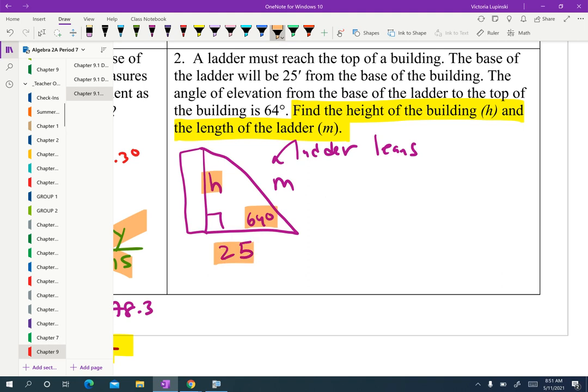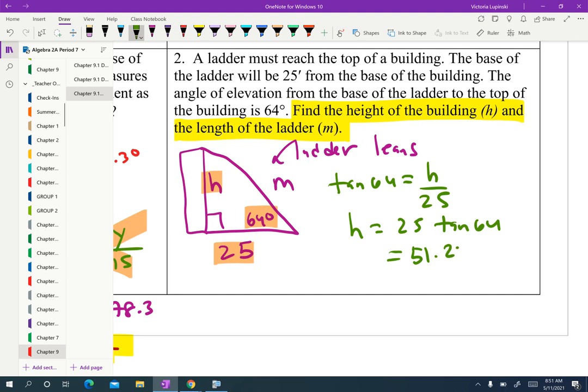So I have to connect the given information to the H. To me, that looks like an opposite and an adjacent, so this is another tangent situation. So the tangent of 64 equals H over 25. If you cross multiply, 25 times the tangent of 64, you're going to calculate 51.26 feet. That is, in fact, the height of the building. Now you need to find the length of the ladder.